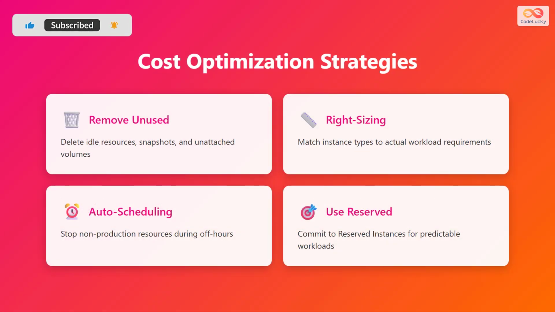There are several proven strategies to optimize your AWS costs. Start by removing unused resources like idle EC2 instances, old snapshots, and unattached EBS volumes that continue to incur charges. Right-sizing involves matching your instance types to actual workload requirements, ensuring you're not paying for more capacity than you need. Auto-scheduling allows you to stop non-production resources like development and testing environments during off-hours and weekends. Finally, use reserved instances for predictable, steady-state workloads to lock in significant discounts.